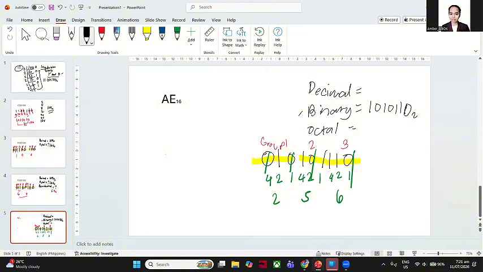Our octal is 256 to the 8 octal power. Just put this, always put the subscript, the octal, decimal, binary, so that when you put this on your work, it is always on the specific side.